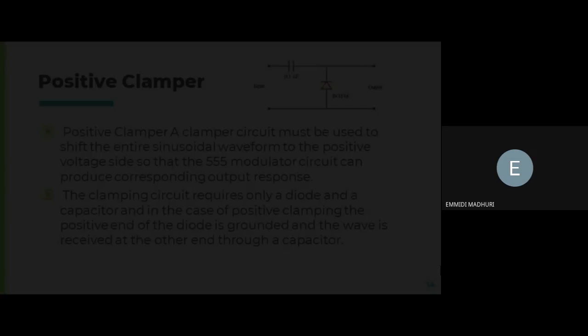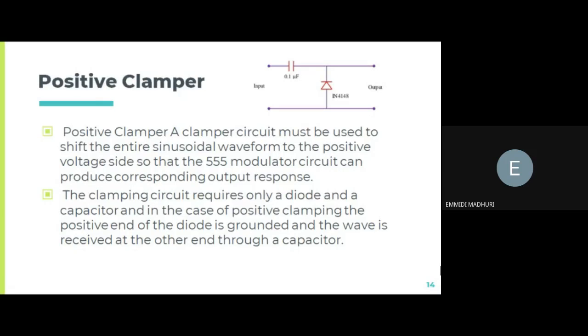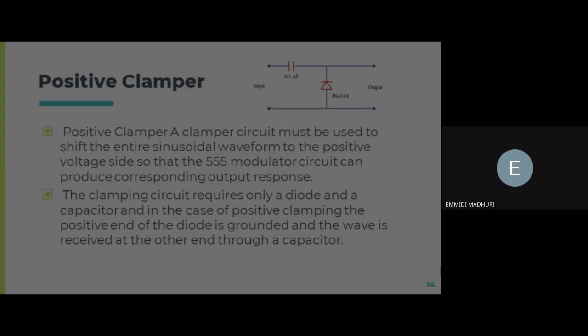Hence, the quality of the signal produced at the output of the receiver is very high compared to the other modulation techniques. Positive clamper. A clamper circuit must be used to shift the entire sinusoidal waveform to the positive voltage side so that the 555 modulator circuit can produce the corresponding output response. The clamping circuit requires only a diode and a capacitor, and in the case of positive clamping, the positive end of the diode is grounded and the wave is received at the other end through a capacitor.